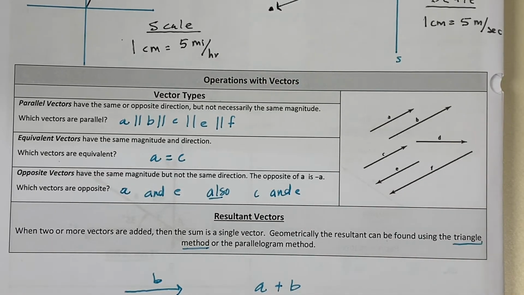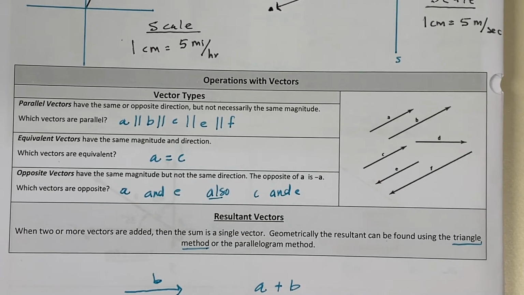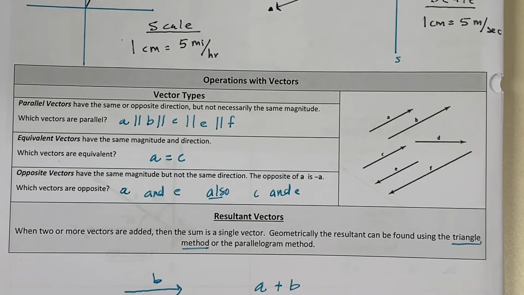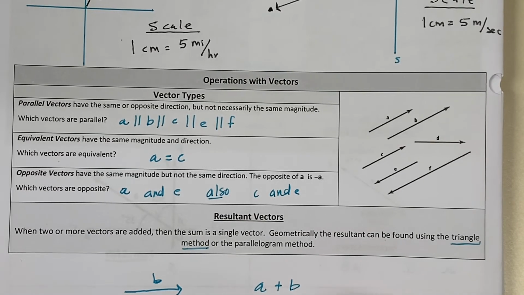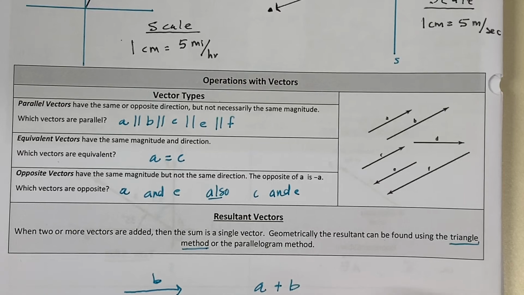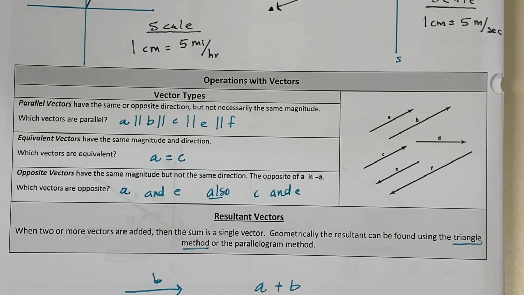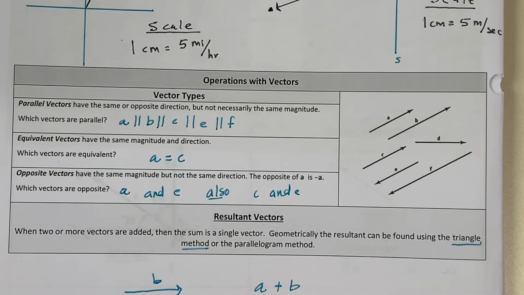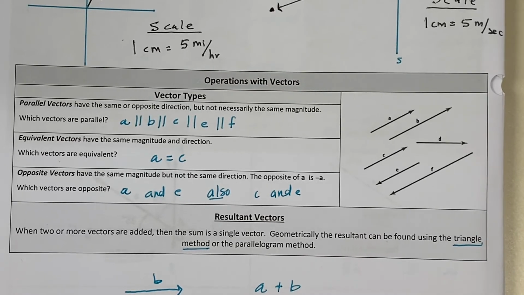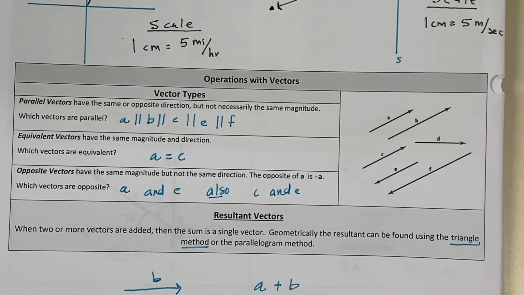The resultant vector is the sum of A and B. And the resultant vector is the vector that starts where A begins and ends where B ends. Okay, we call this R, the resultant vector, and this is equal to the sum of vectors A plus vector B. This is called the triangle method. Also known as the tip to tail method.